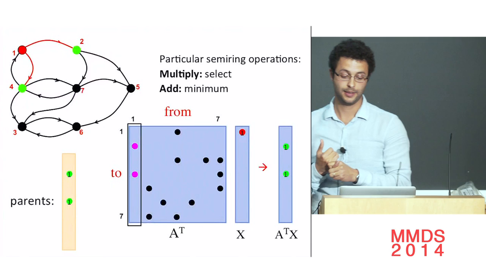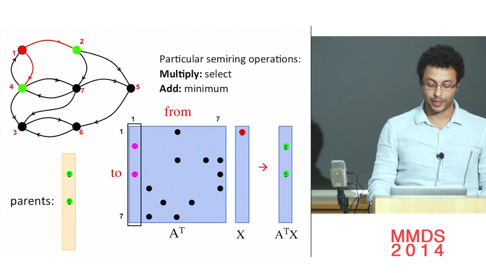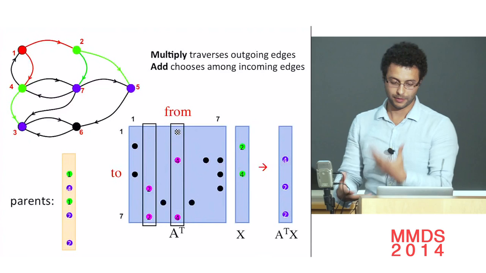It doesn't need to be whatever operand, because this is actually Boolean. The matrix is Boolean. The vector is integers. And for every addition, I'm going to be using minimum. And with one run, what I discovered is exactly the first top neighbors, the 4 and 2.